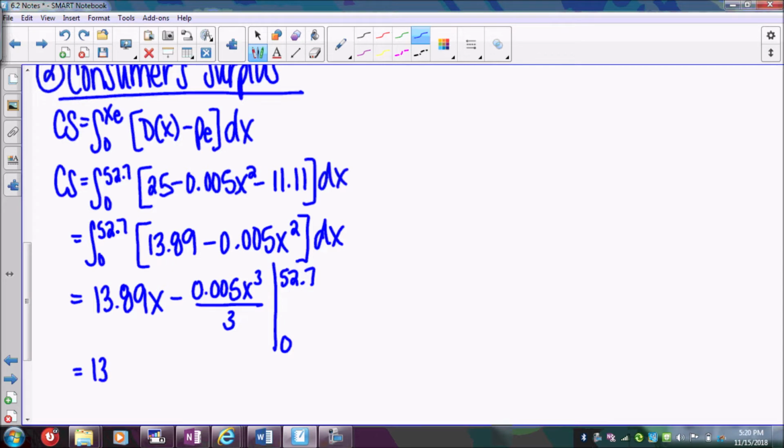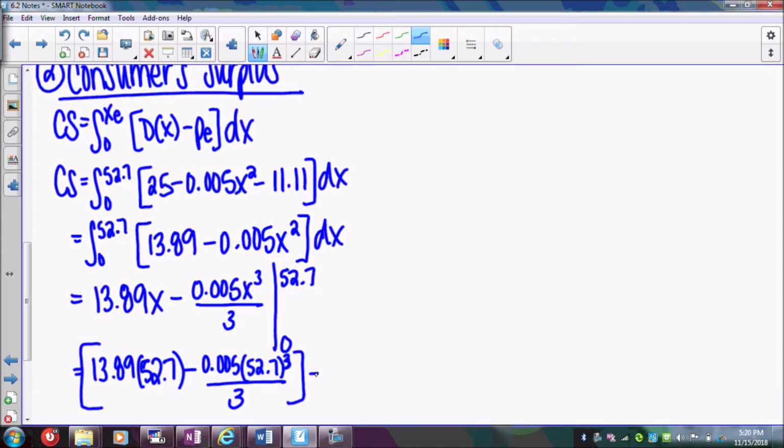So 13.89 times 52.7 minus 0.005 times 52.7 to the third over 3. You could simplify that a little, like do the 0.005 divided by 3 first if you wanted. Not that it's going to make it any easier. And then I plug in the 0 now.